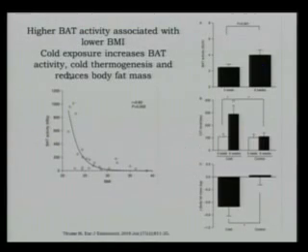So what about the association of BMI with the brown adipose tissue activity? So when you look at populations and subject them to a PET scan to look at brown adipose tissue activity and look at the relationship to BMI, lower the BMI, higher the activity of the brown adipose tissue. But as you increase BMI, there is lower activity of brown adipose tissue.